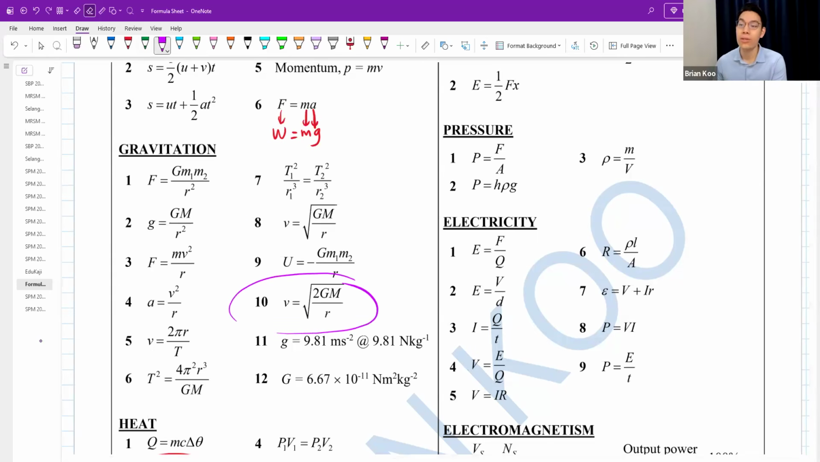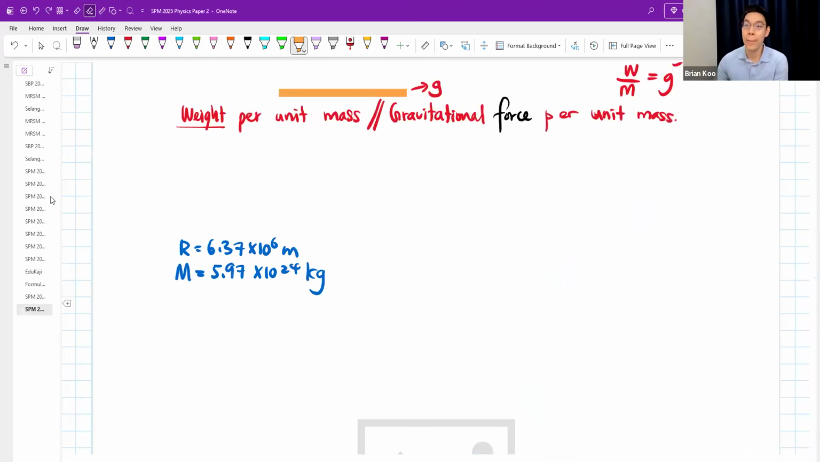By the way, don't mix up number 8 and number 10. Number 8 is called linear speed. Number 10 is called escape velocity. One has a 2, one doesn't have a 2. Okay, we are using number 10, square root of 2GM over r.